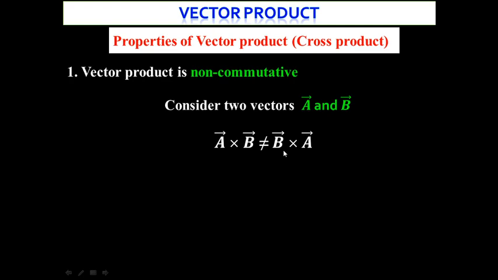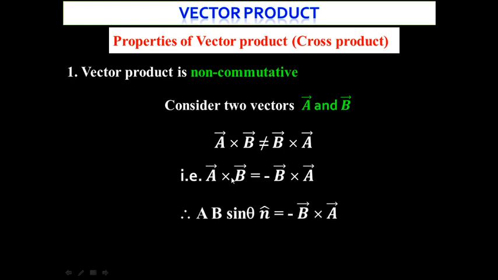So vector A cross vector B is equal to minus vector B cross vector A. By the definition of cross product or vector product we know that vector A cross vector B is nothing but AB sine theta into n cap, where n cap is the unit normal vector. So minus B cross A will be equal to AB sine theta n cap. It means that B cross A is equal to minus AB sine theta into n cap. So by this mathematical derivation we can say that vector product is non-commutative.